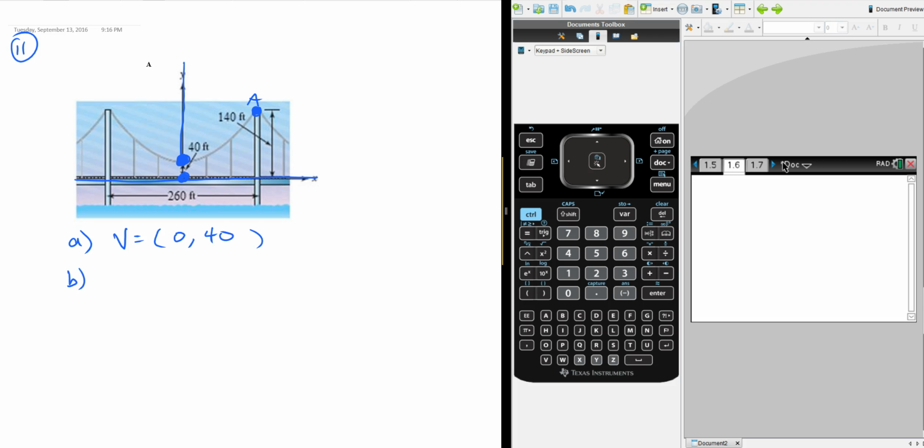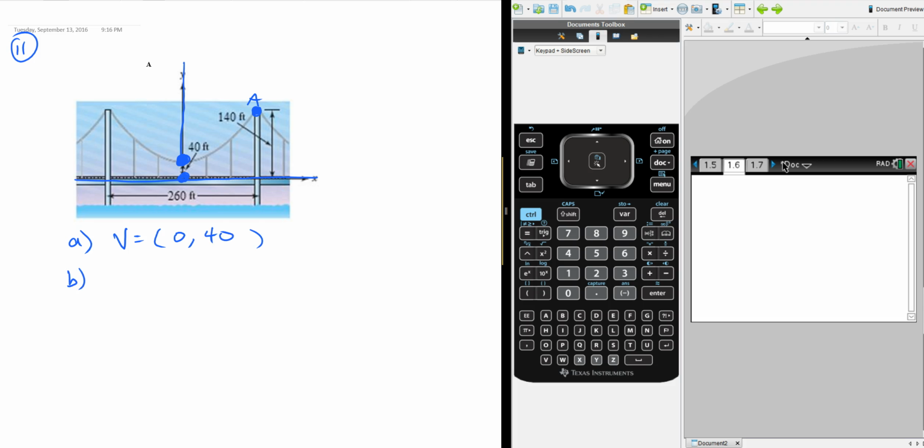So A is half the distance to the right. If the total distance was 260, we are 130 feet to the right, and we were told that we are 140 feet in the air. Part C says, use the points from A and B, find the function that models the height of the cable above the road at a distance x feet from the center.